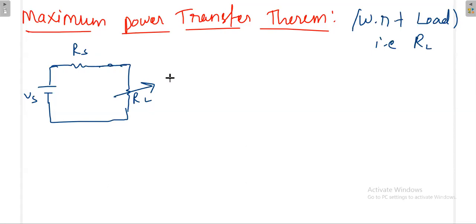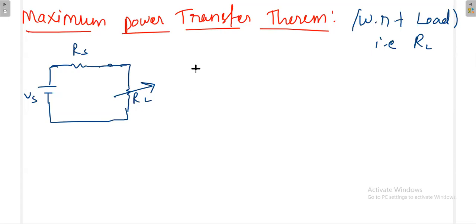But our aim here is, see, Vs and Rs are fixed. Now you have flexibility to vary RL, it could be anything from 0 to infinite. But at what point of RL exactly is the maximum power going to this load?